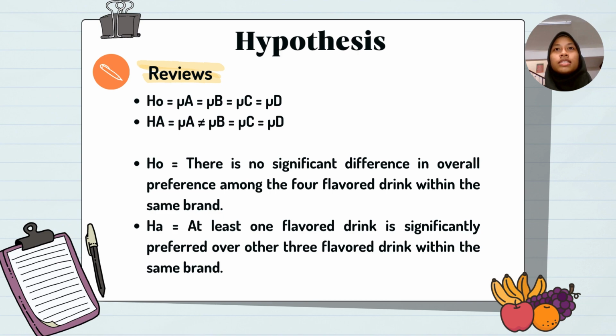So for the hypothesis, for H0, we assume that there is no significant difference in overall preference among the four flavored drinks within the same brand. For HA, at least one flavored drink is significantly preferred over the other three flavored drinks within the same brand.